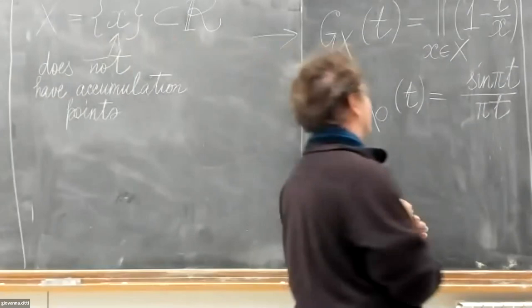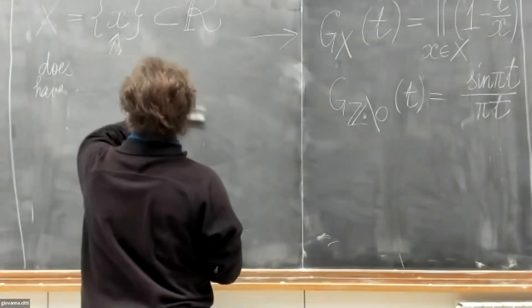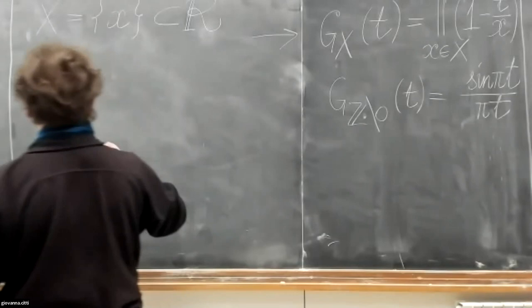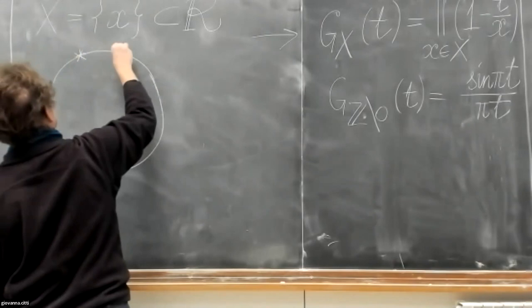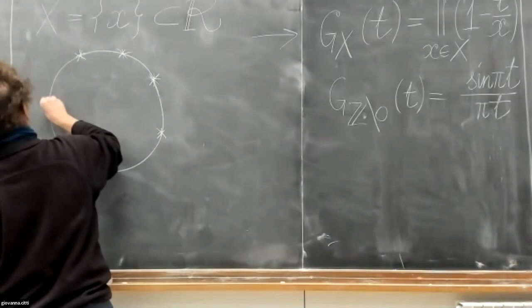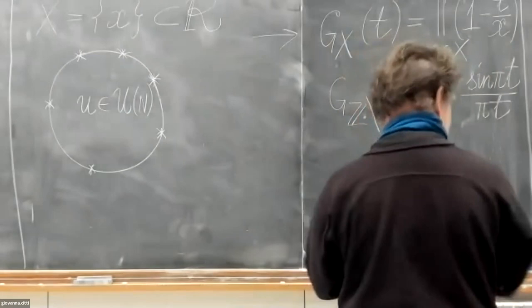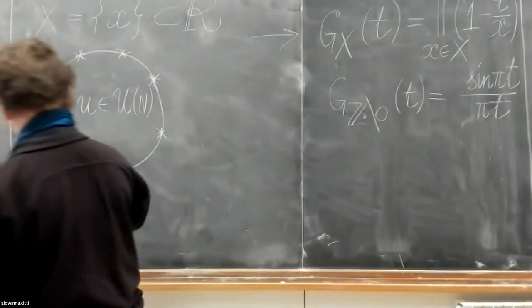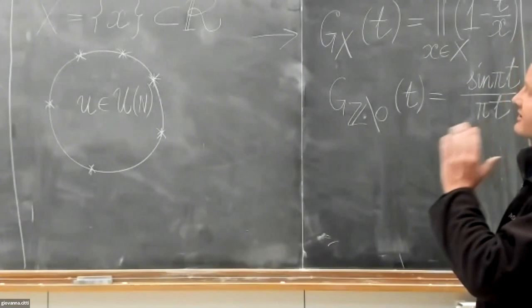So let me say first a little bit informally what the sine process is. Let me start with the eigenvalues of a unitary matrix. So U in U(N) distributed according to Haar measure. So I take a unitary matrix distributed according to Haar measure, and I consider its eigenvalues. These eigenvalues are distributed according to the following measure.